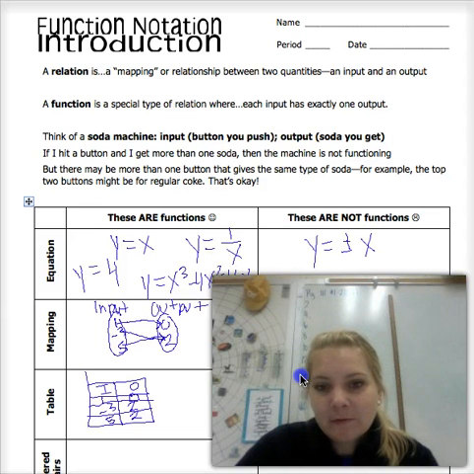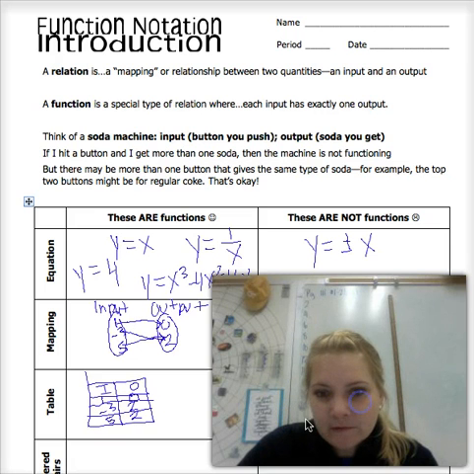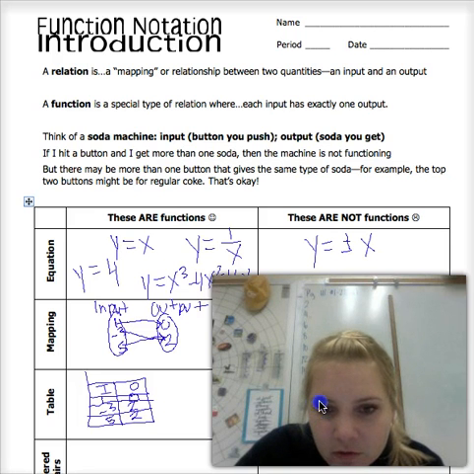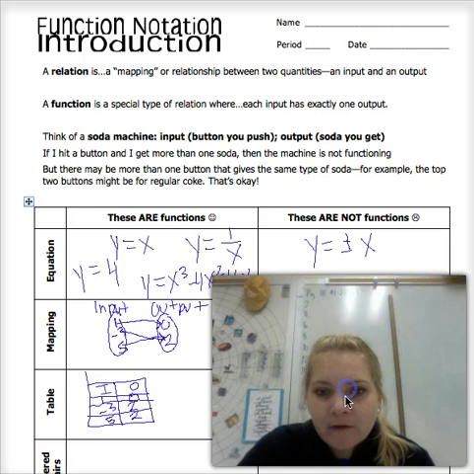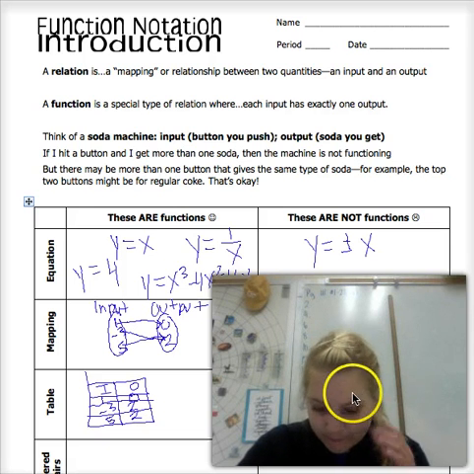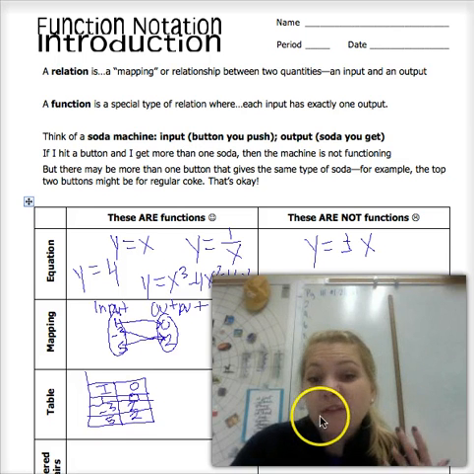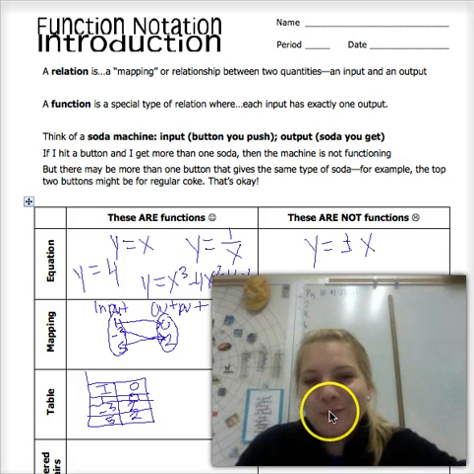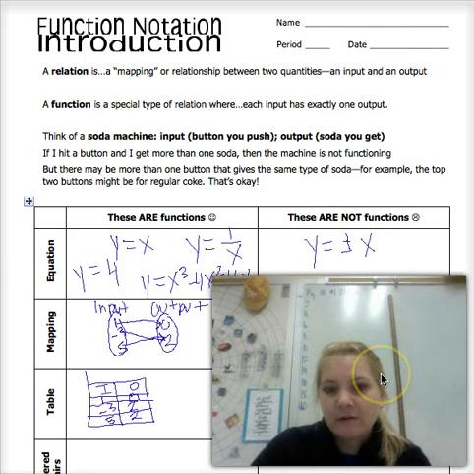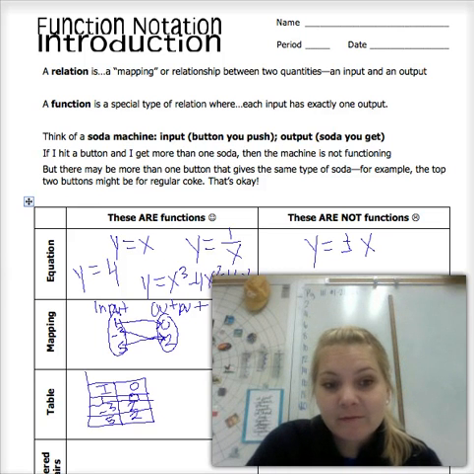But an example of a table that is not a function, once again we have our input-output, would be similar to the mapping above. So if we have the inputs 1, -3, 5, and 5, so 1 goes to 0, -3 is 2, 5 is 0, and 2. So the input of 5 gives 2 outputs, so we don't have a function there.